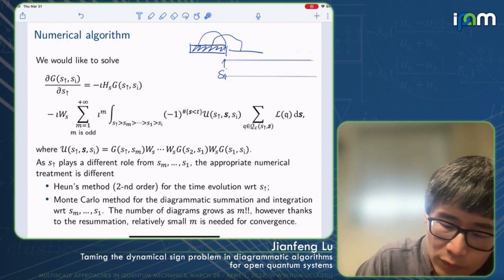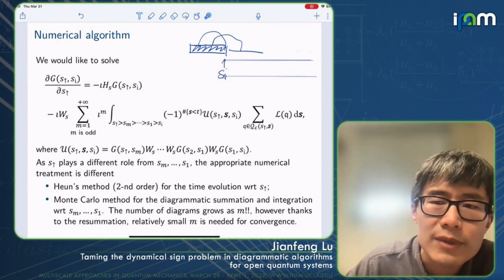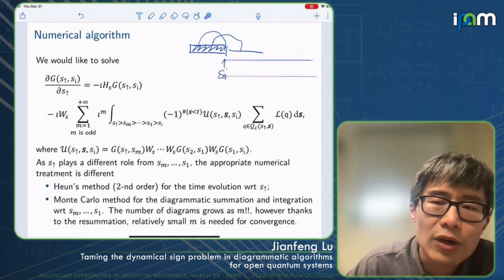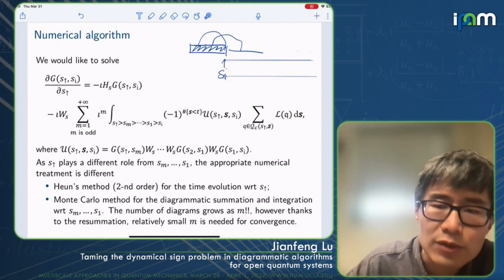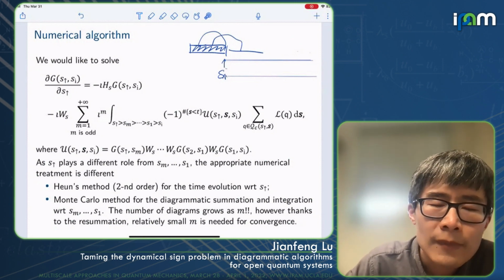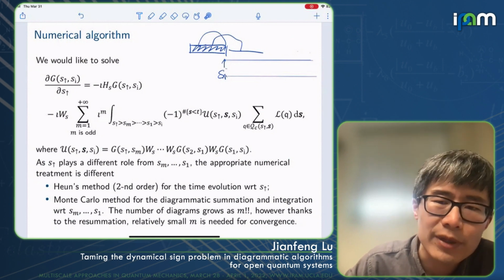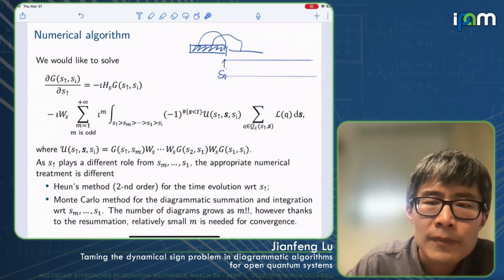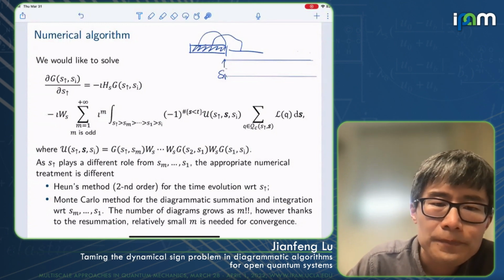If M grows fast, the scaling of the inchworm diagram is also a double factorial in M. But the hope is that because of this resummation, we don't need to sum to very high order. And also the hope is that because of this resummation, there will already be some cancellation that comes in, which reduces the dynamical sign problem.